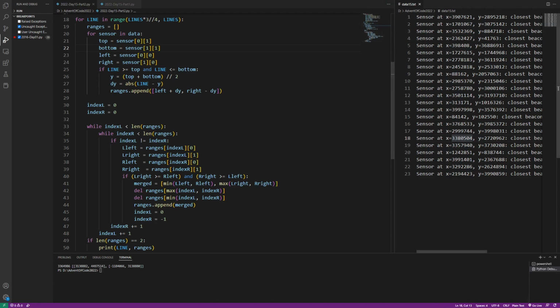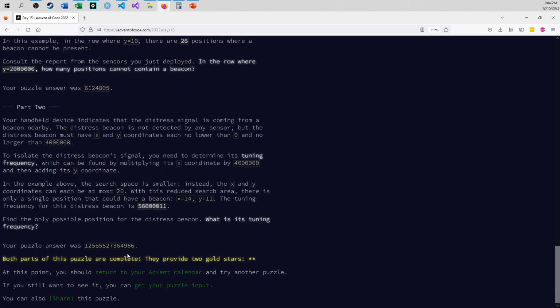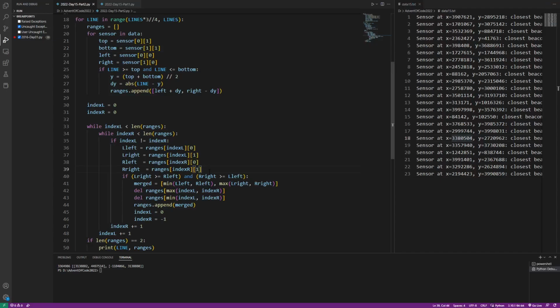And where is my... here it is. When you multiply the one number by 4 million and add the other number to it, this is the number you get. So that is the solution. That is how I went about solving this problem: reducing a whole ton of subranges into as few subranges as you can.